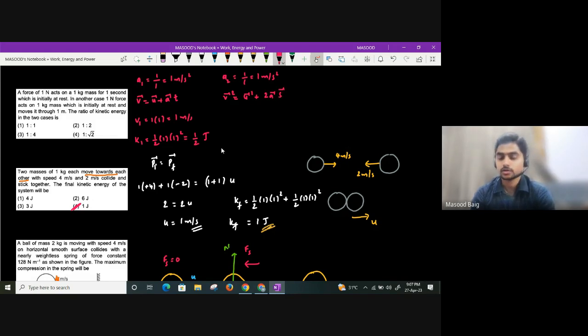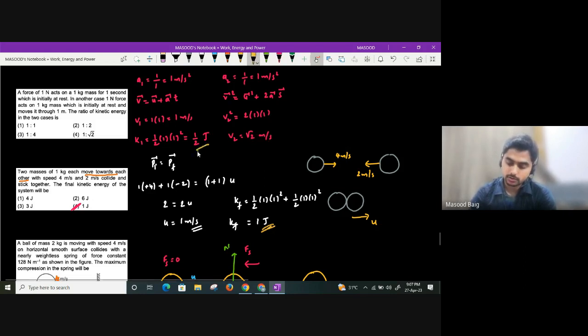Okay. So what can I write? v2 square will be, initially anyhow it is at rest, 2 into acceleration, which is 1, into displacement, which is 1. So I got v2 square value as 2. So v2 will be root 2 meter per second.